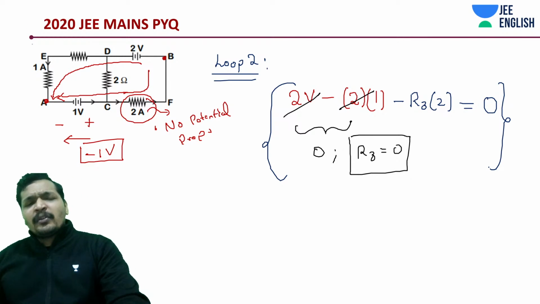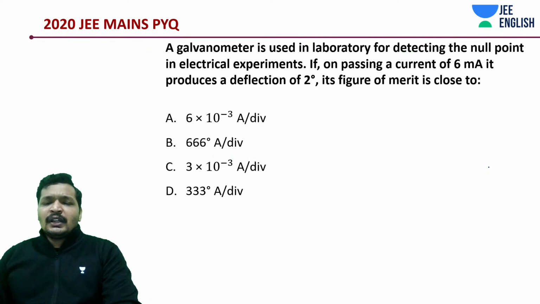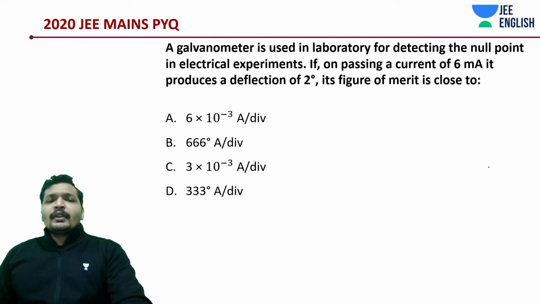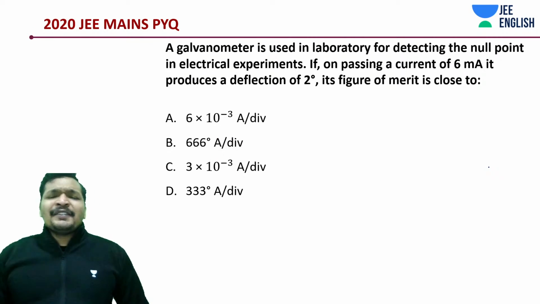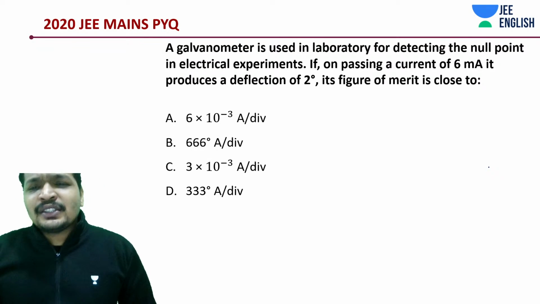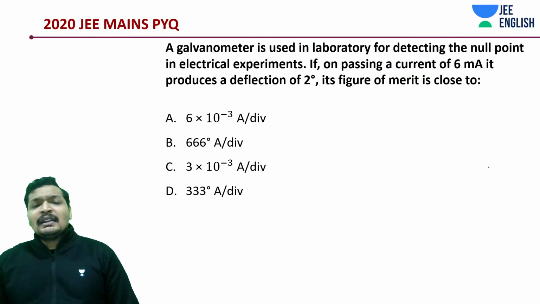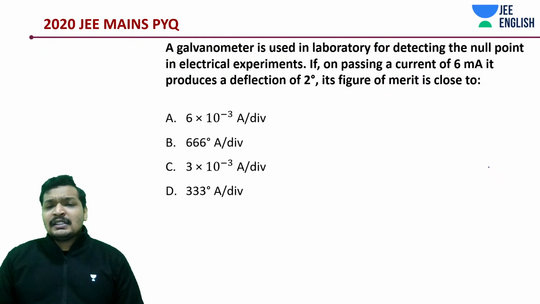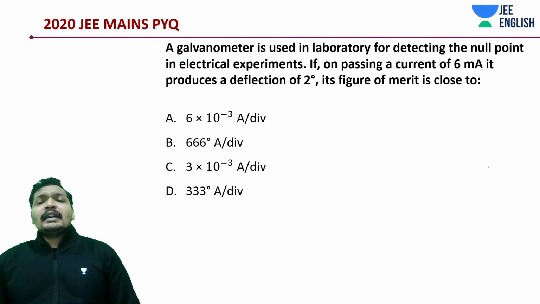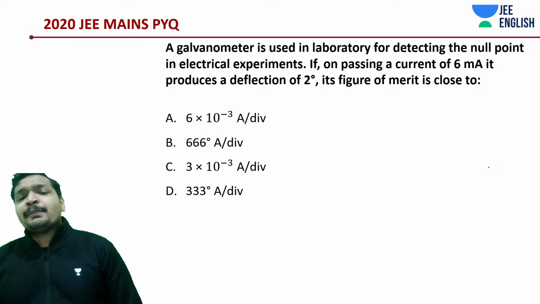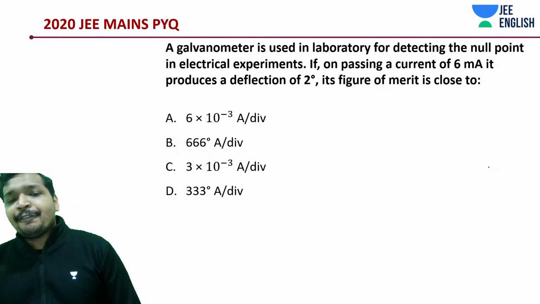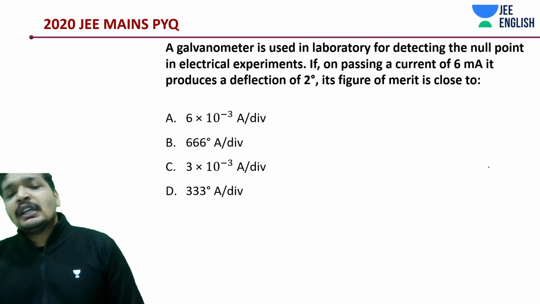Okay, we will solve many such problems in the upcoming sessions. You'll understand. Alright, let's get into some problem. This is a very simple problem. A galvanometer is used in laboratory for detecting the null point in electrical experiments. If on passing a current of 6 milliamperes, it produces a deflection of how much?